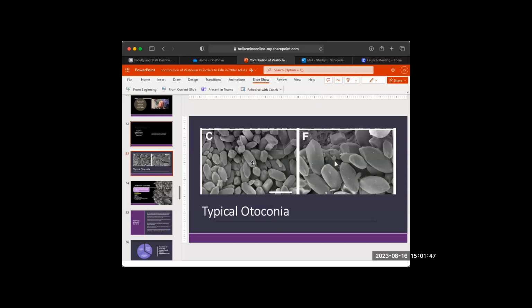So the otoconia are the tiny crystals in the inner ear that I've been talking about. And here are some pictures of, I think these are rats, I want to say. They were from a study. So these are what they should look like. These are healthy otoconia.